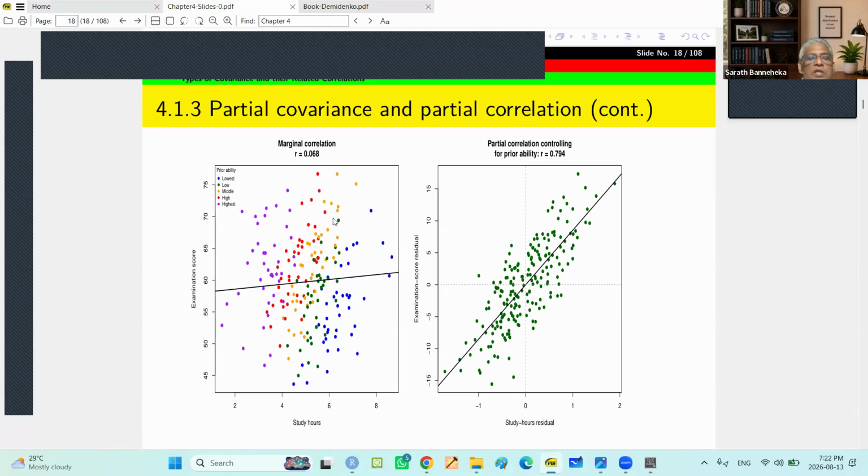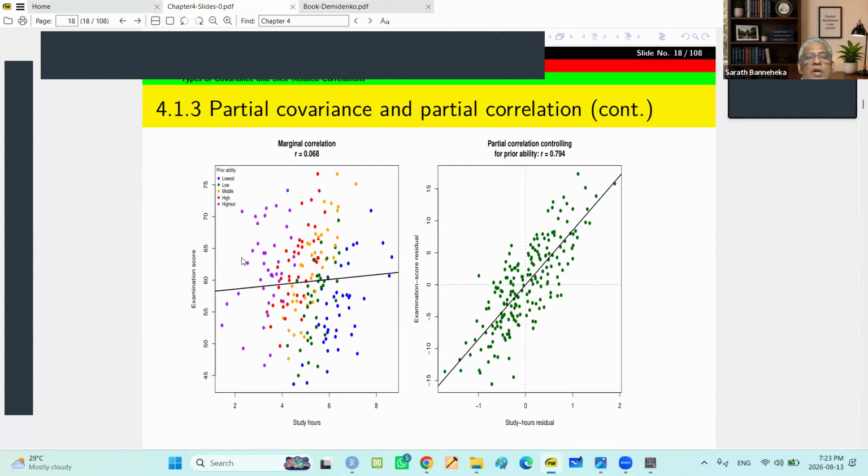But when we ignore the prior ability, we have to put all of them together. In that case, you can see there is almost no correlation if you look at this picture taken as a whole, right? So that's why the marginal correlation is very, very small here, right? But of course, individual correlations can be high here, right? This is high, this is high, and so on.